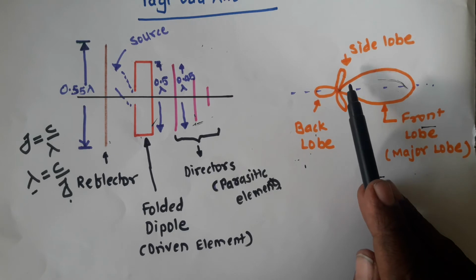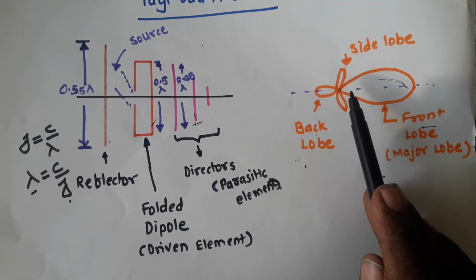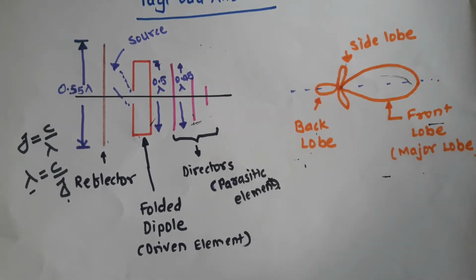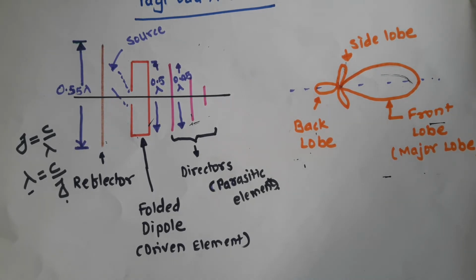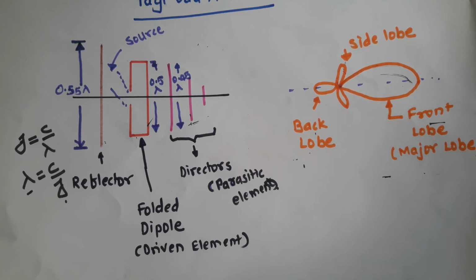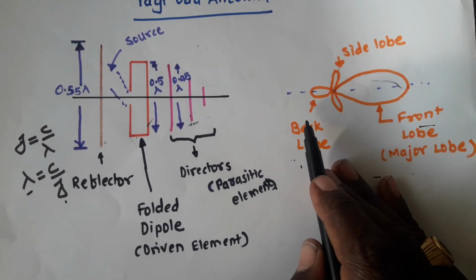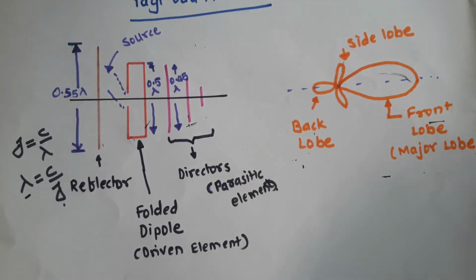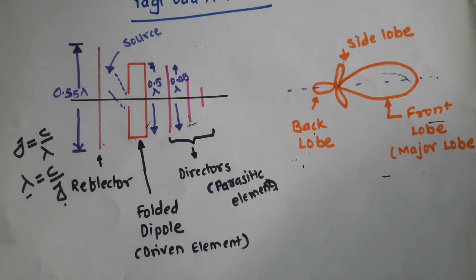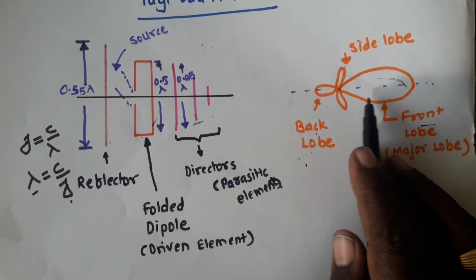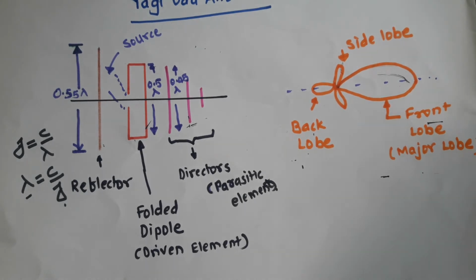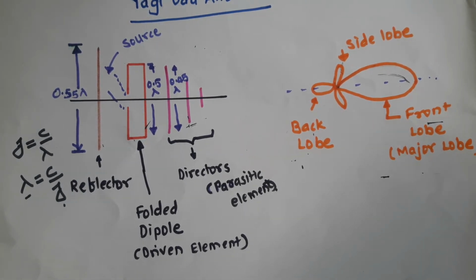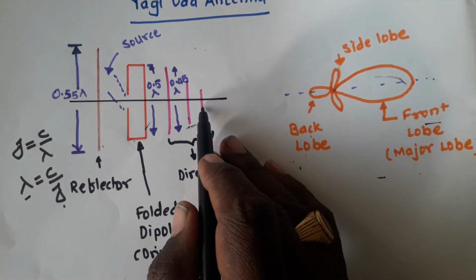Because of the antenna design, some side lobes are also created, because it is a multi-element structure. That's why there is a possibility of generating side lobes. Now the side lobes and the back lobes have very low power density, so they are also called minor lobes. The major lobe is nothing but the actual information which we want to transmit, right? Now when this antenna is working as a receiving antenna, the signal will be collected by the first director.